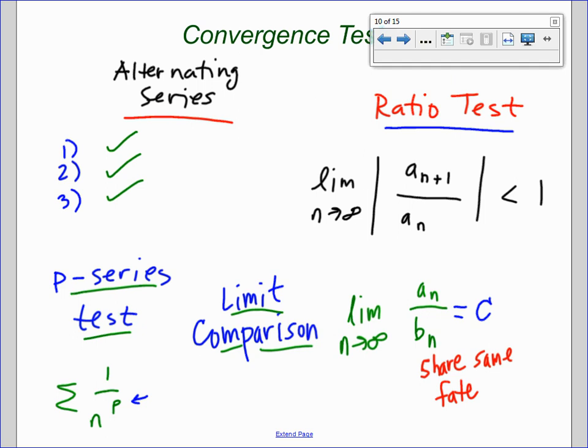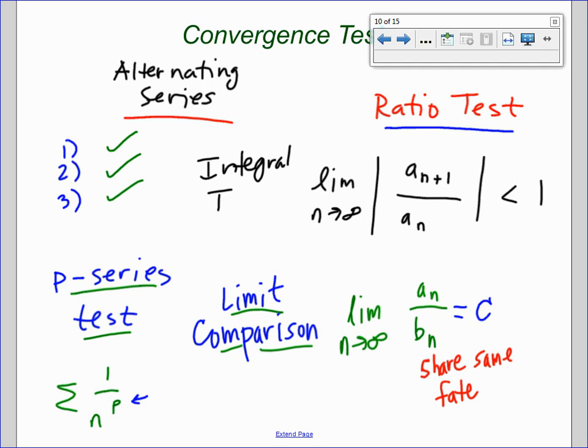Vivian? Yeah, the integral test. If we have a positive decreasing continuous function that has the same value as my terms, we can model the behavior of my series with a function and then consider the integral over the same domain. If the integral exists and is a finite value, then the original series converges. If the integral does not exist, then the series diverges. So we've got integral tests.